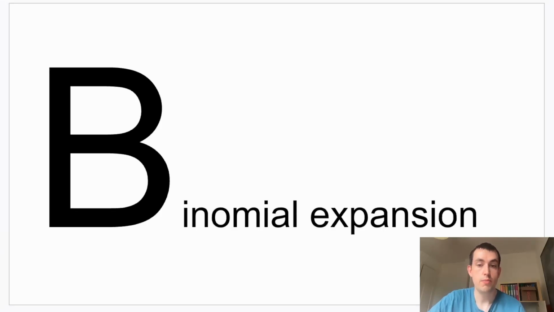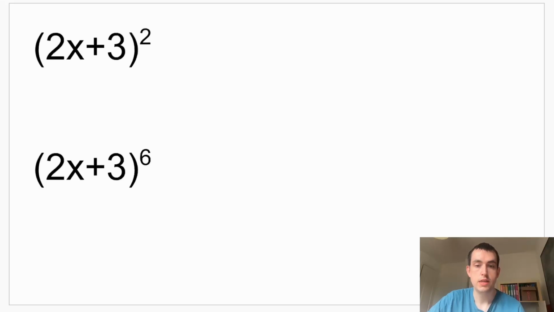B is for binomial expansion. Previously, you've expanded brackets, 2 brackets, or triple bracket expansion. Now we extend this to something to the power of, let's say, 6, where you're not going to be doing it by hand. There's another method that you can use to make it much easier.